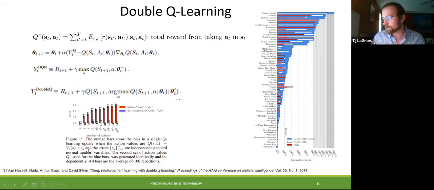Here we have the first results that they showed back in the 2016 paper, where they're trying to show that the bias is not necessarily captured by the single DQN, but the double DQN network finds that there is less error involved. You can see that the double DQN has a lot lower error in terms of the result as you increase the network size.